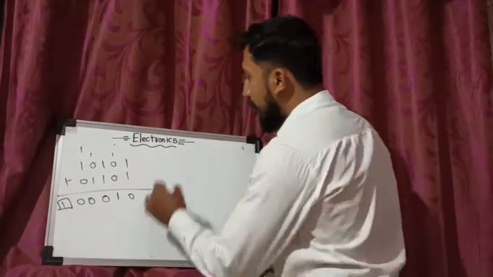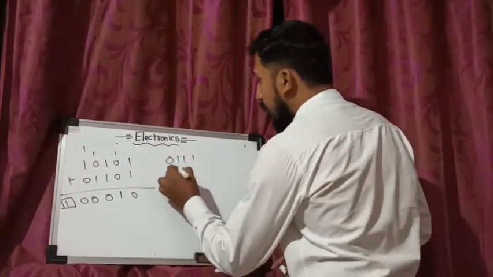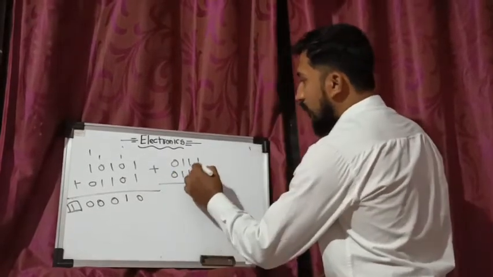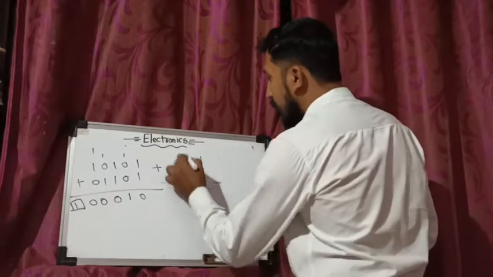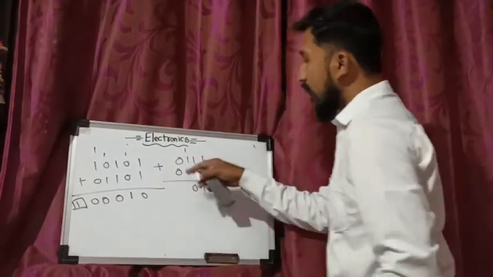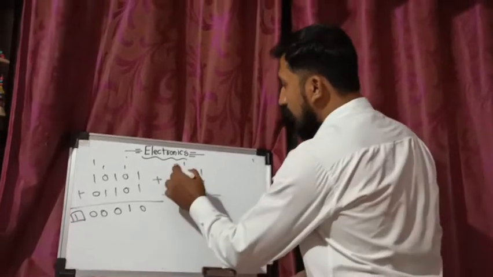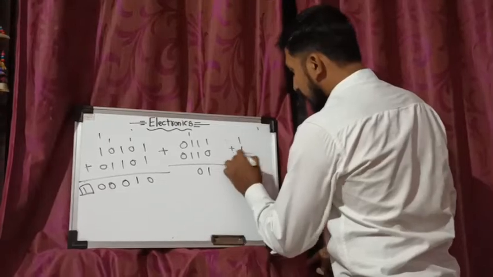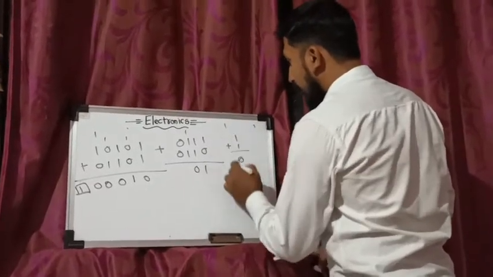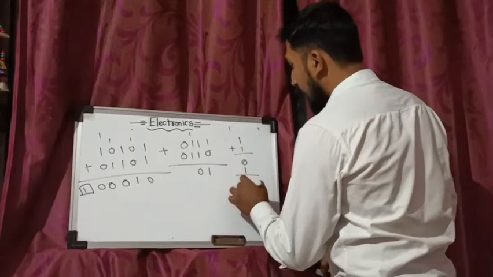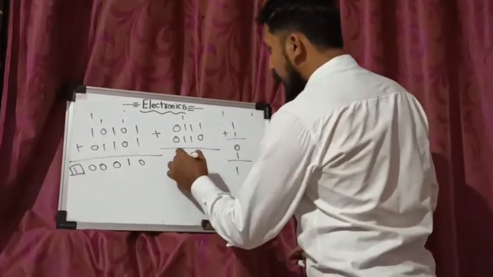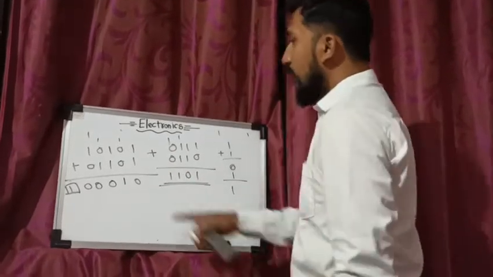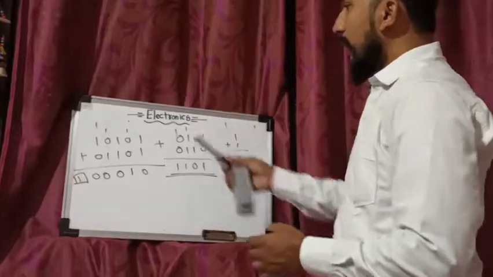We will take another example: 0 1 1 1 0 1 1 0. So how much will it be? 1 plus 0 is 1, 1 plus 1, sum 0, carry 1. Now there are three 1s. So what is 1 plus 1? Sum 0 and carry 1. Like this, 1 plus 1, sum 0, carry 1. Again we have to add 1. So it is 1 and 1. So we get 1 here and 1 here. Now it is 1. So this is how we are going to perform binary addition.